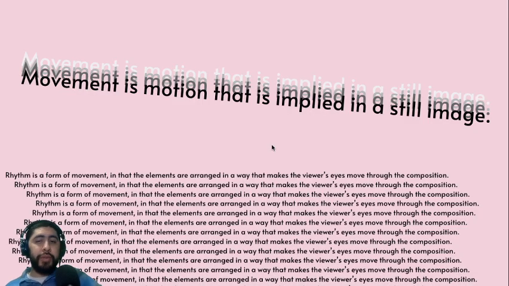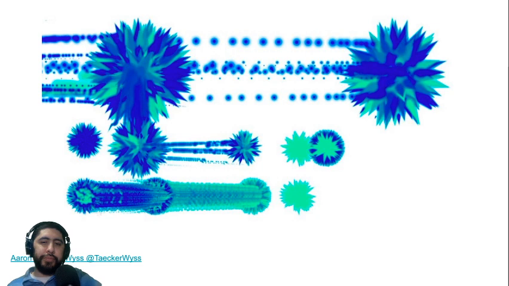Rhythm and movement. Movement is implied in a still image because, obviously, if it's a still image, there's not going to be any movement. So movement is lines or the way things are arranged that makes it feel that there's some motion going on. Rhythm is sort of a subset of movement, that makes you sort of follow a line going through.